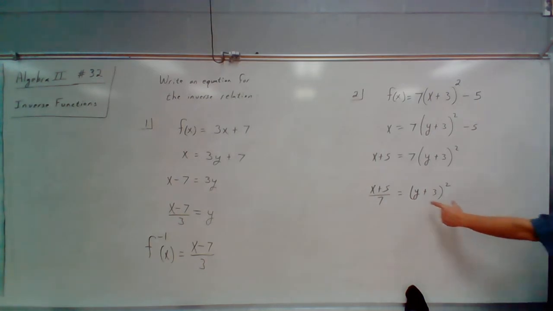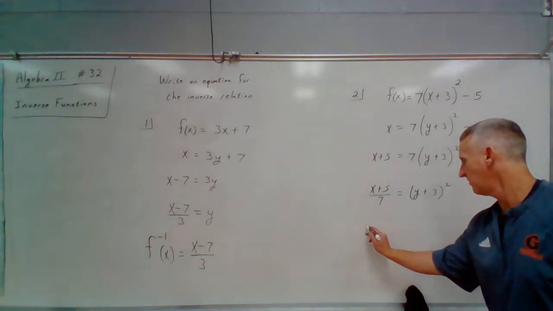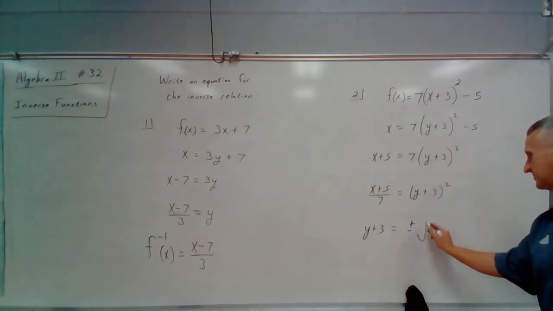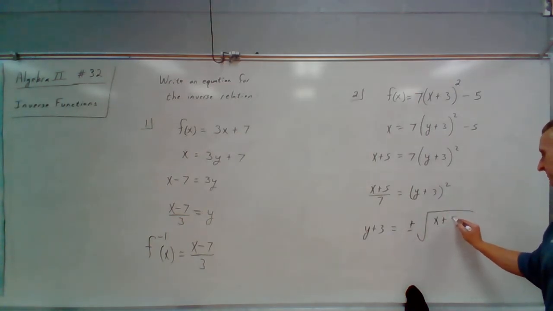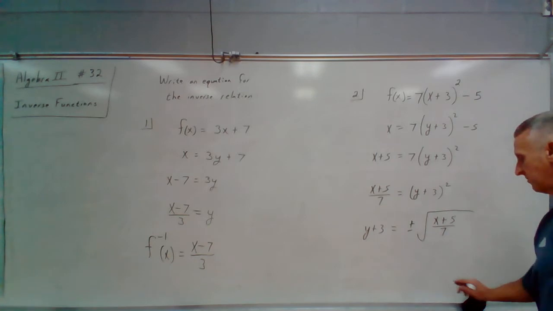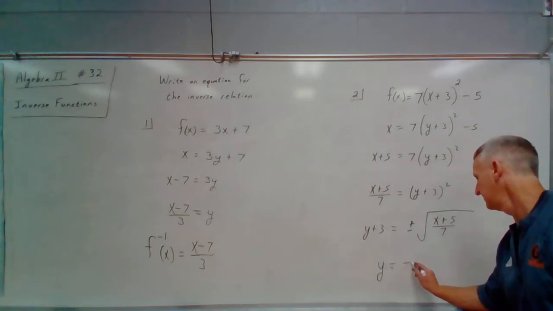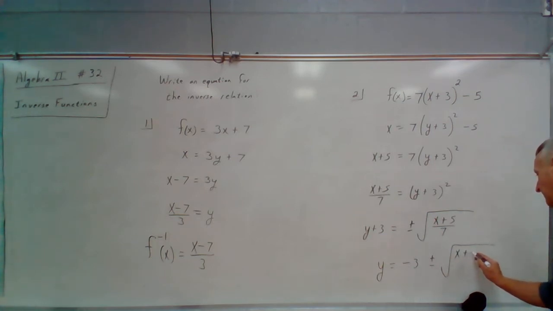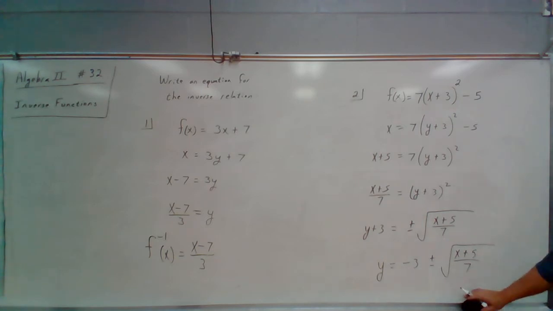So I isolated the expression that's being squared. Now I'm going to take the square root of both sides. So we have y plus 3 equals, remember you get two solutions, plus or minus the square root of (x plus 5) over 7. And one last step, I subtract 3 from both sides: y equals negative 3 plus or minus the square root of (x plus 5) over 7.